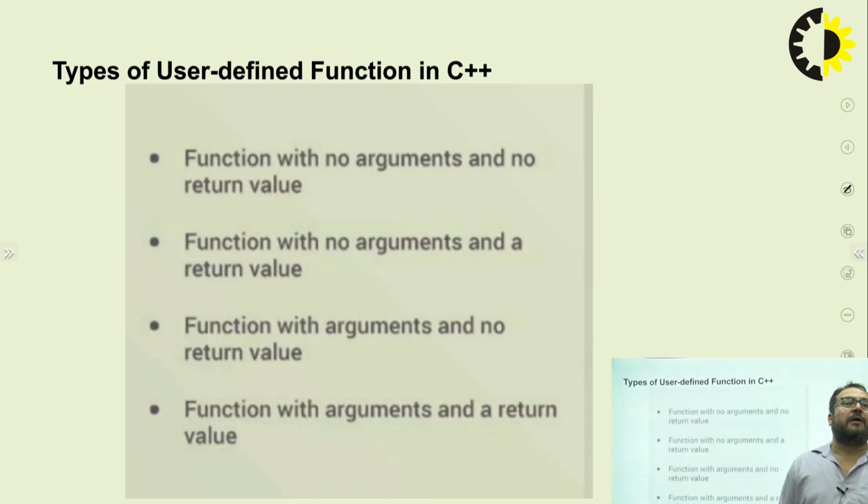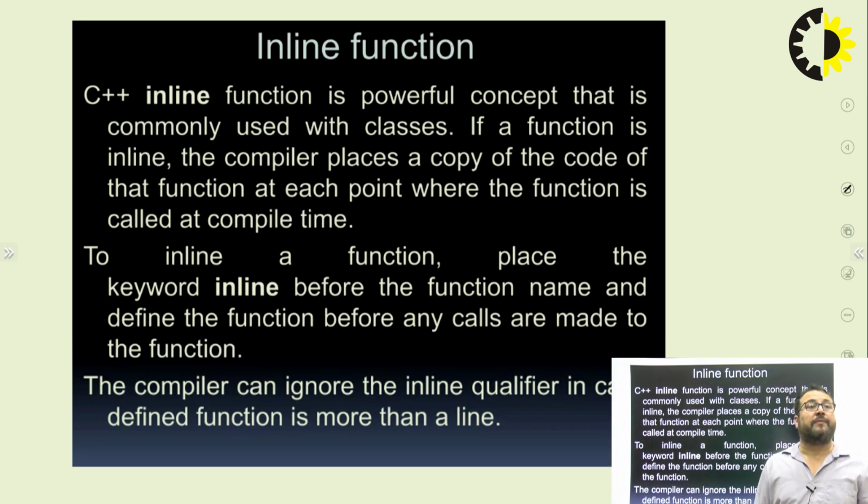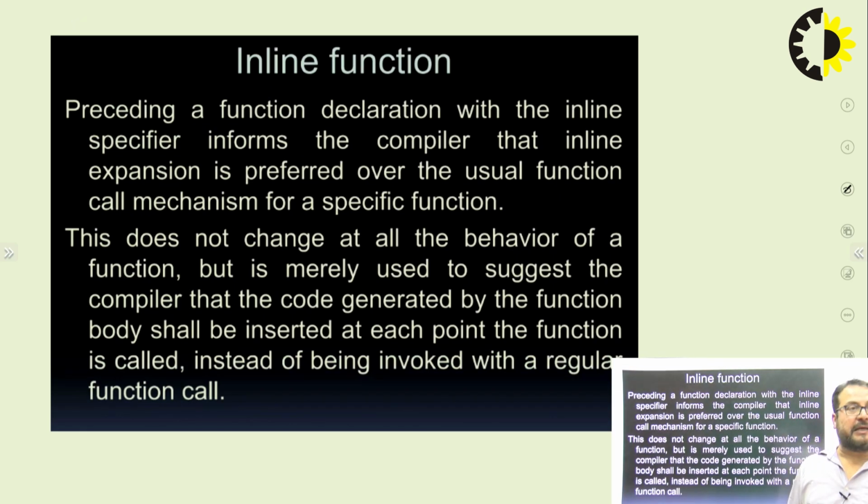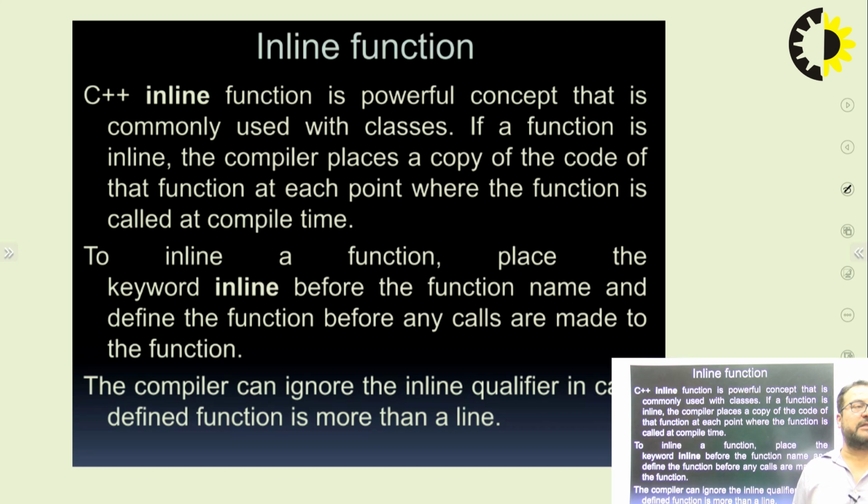These are some categories, like a function with no argument, with a return type, and all that. The next category of function is in C++, which is the inline function. An inline function means it would behave just like a macro.